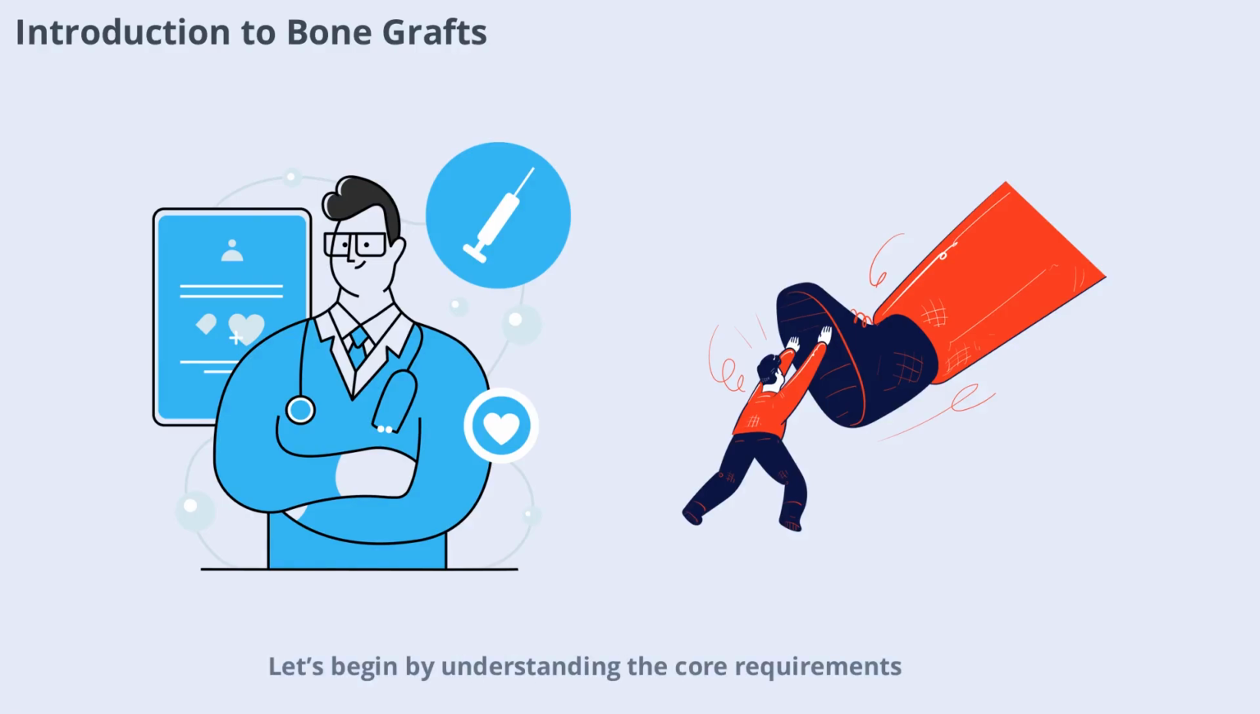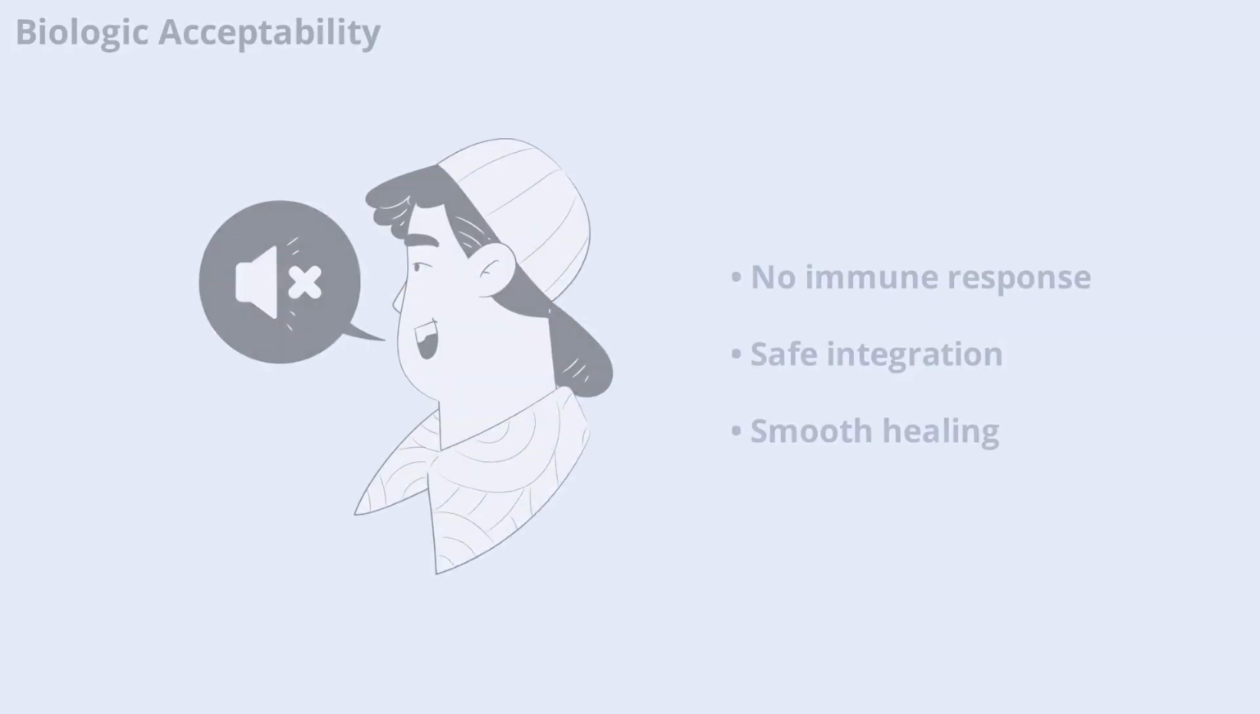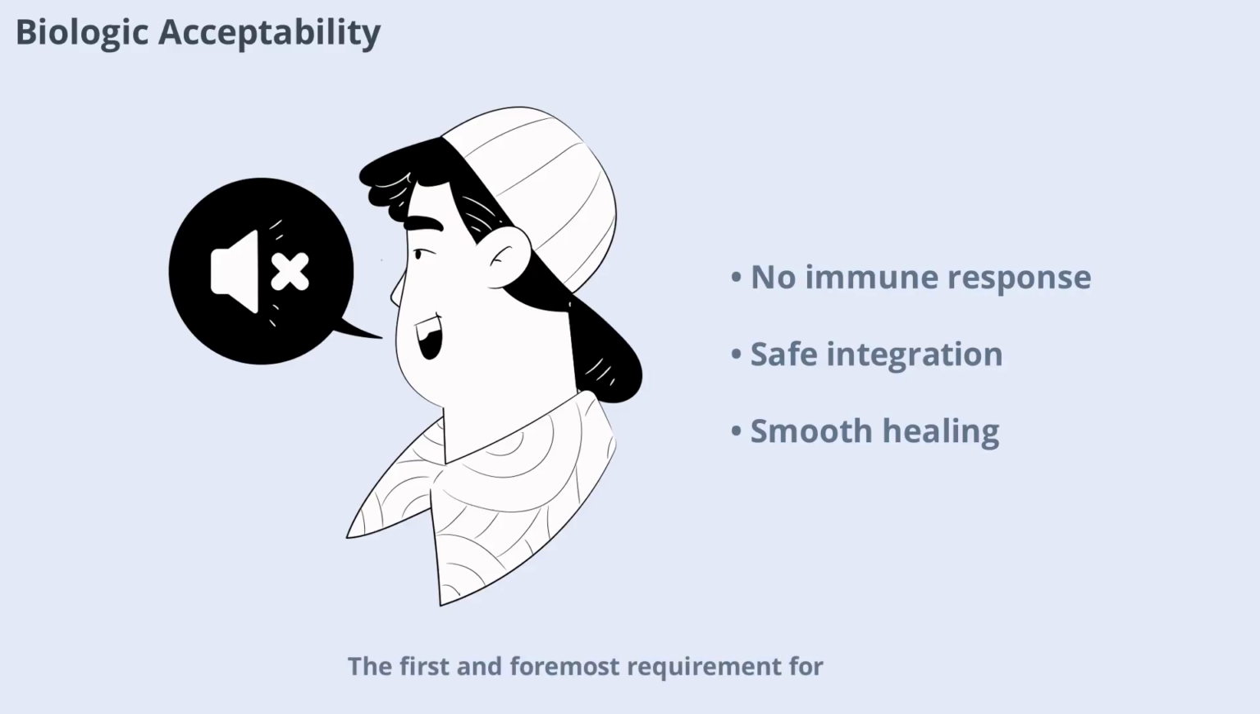Let's begin by understanding the core requirements that define an ideal bone graft material. The first and foremost requirement for any bone graft material is biologic acceptability. This means the material should not provoke an immune response or cause any adverse reactions in the patient. The body should recognize the graft as safe, allowing it to integrate seamlessly with the host tissue. Biologic acceptability ensures that the healing process proceeds smoothly and reduces the risk of complications, making it a critical factor in the success of bone grafting procedures.